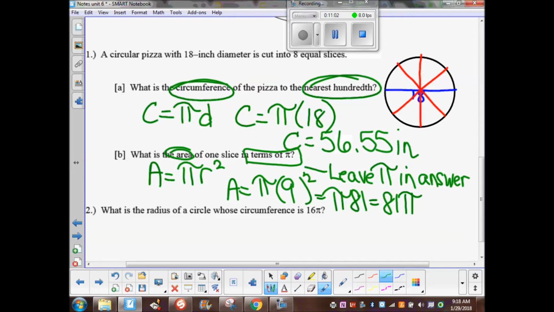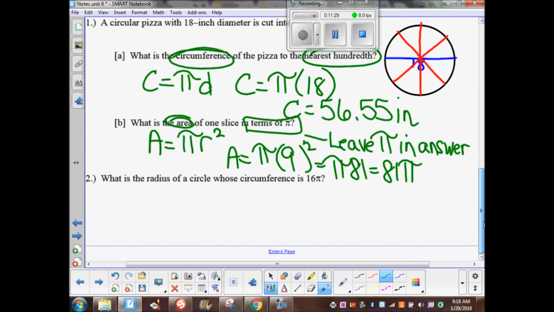We all good? Oh, and then one slice. Ooh. How am I going to finish this? One slice. What's the area of one slice? So we just found the area of the whole thing. What do I have to do to find the area of just one slice? Divide by 8. Because why? We have 8 pieces. Yes. Okay, that's all right.